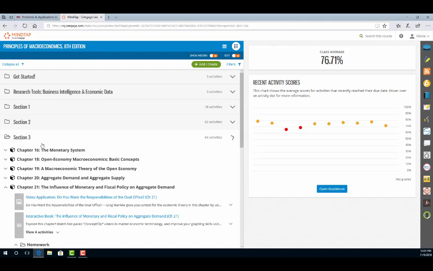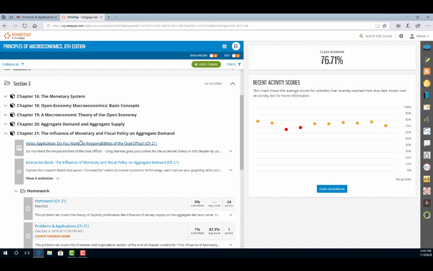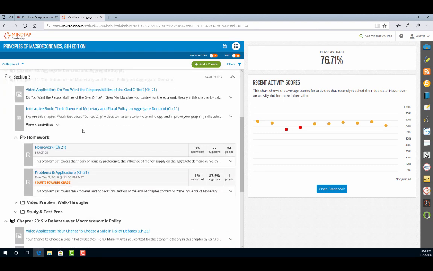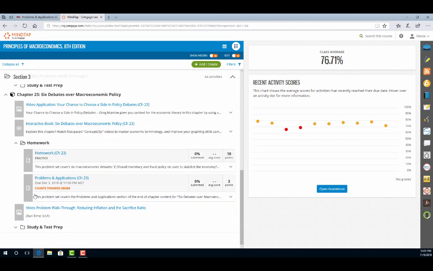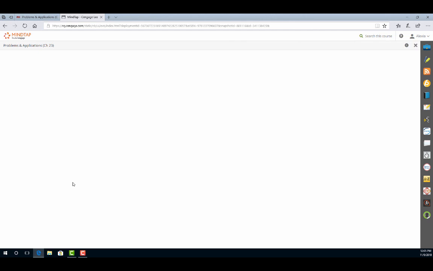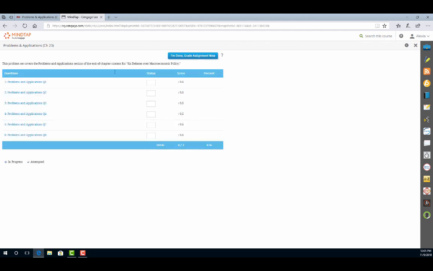Okay, so we'll go into Chapter 23 homework now. So we click on Section 3 from the Mind tab, go down to Chapter 23, and the homework's actually opened up. So remember, we're going to do the counts towards grade. We'll click on that, and let's open this up and see what we have here. Okay, so we have, I think, 6 questions here. So we'll start off with question number 1.